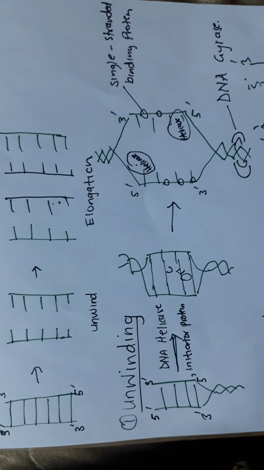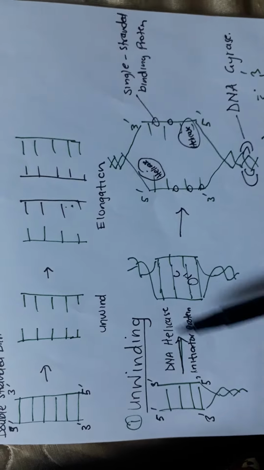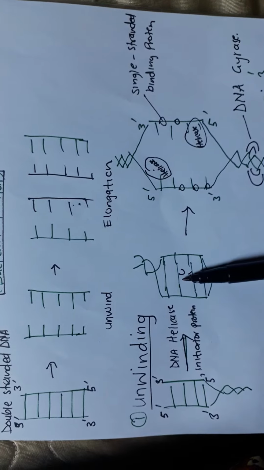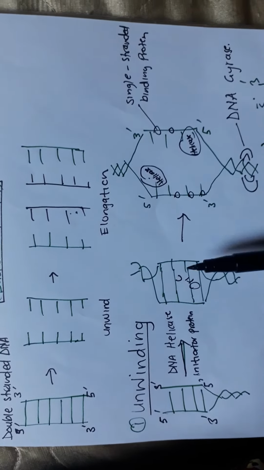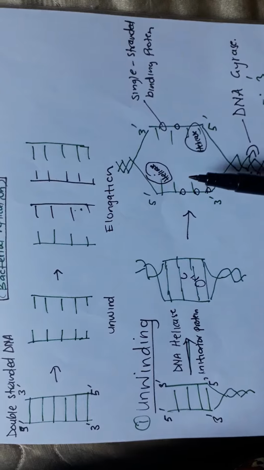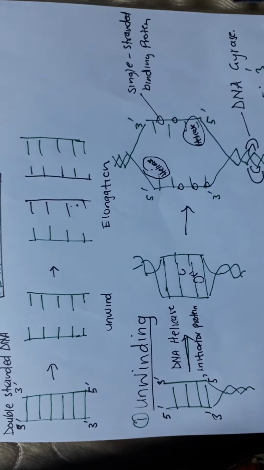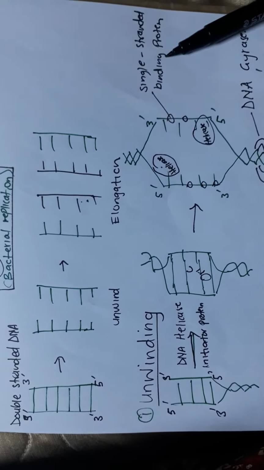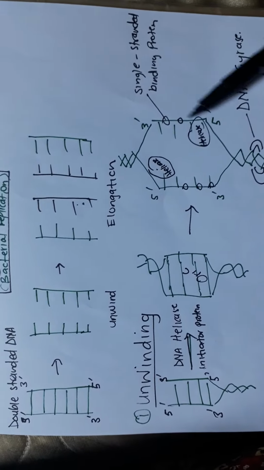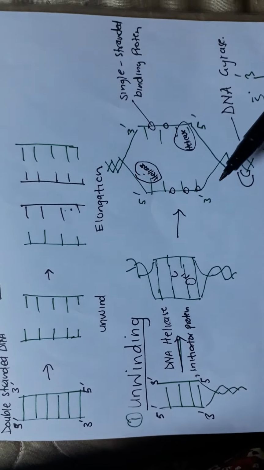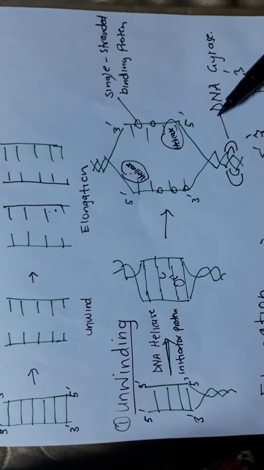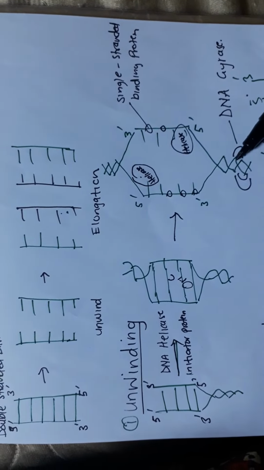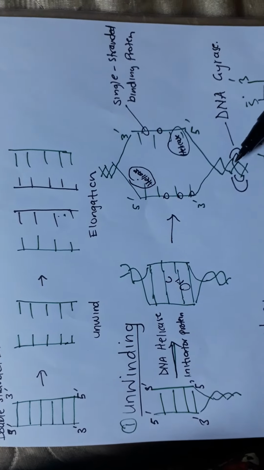For unwinding, initiator protein and DNA helicase firstly bind to the OriC of the bacterial DNA, causing a short stretch of DNA to unwind. This unwinding allows helicase and single-stranded binding proteins to attach to the single-stranded DNA. During the process of unwinding, DNA gyrase releases the strain ahead of the replication fork.